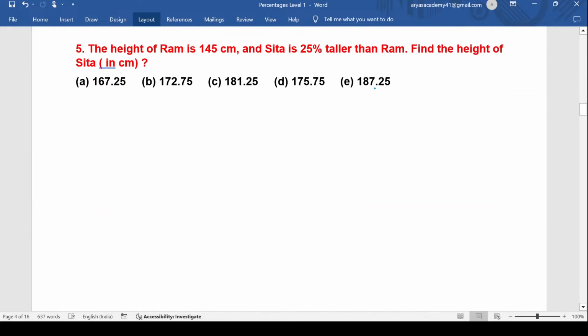I am moving to question number 5. The height of Ram, height of whom? Ram is how much? 145 centimeters. And that was Sita. And Sita is 25% taller than Ram. So Ram's height is 145 centimeters and Sita is actually taller. How much percent? By 25%. Find the height of Sita. It's a very straightforward question.